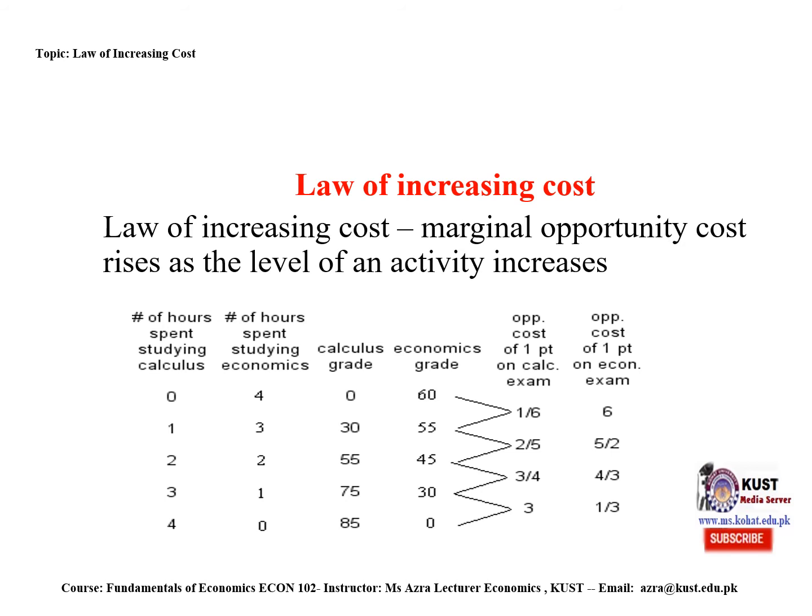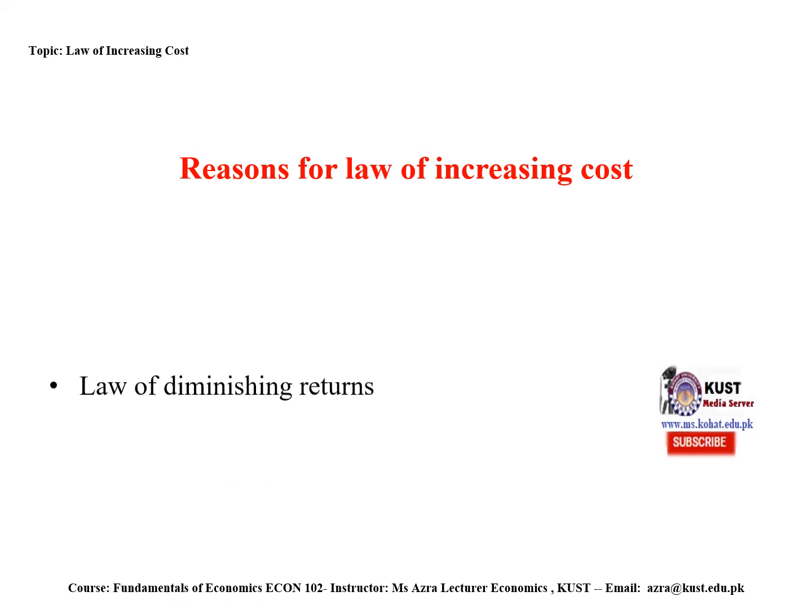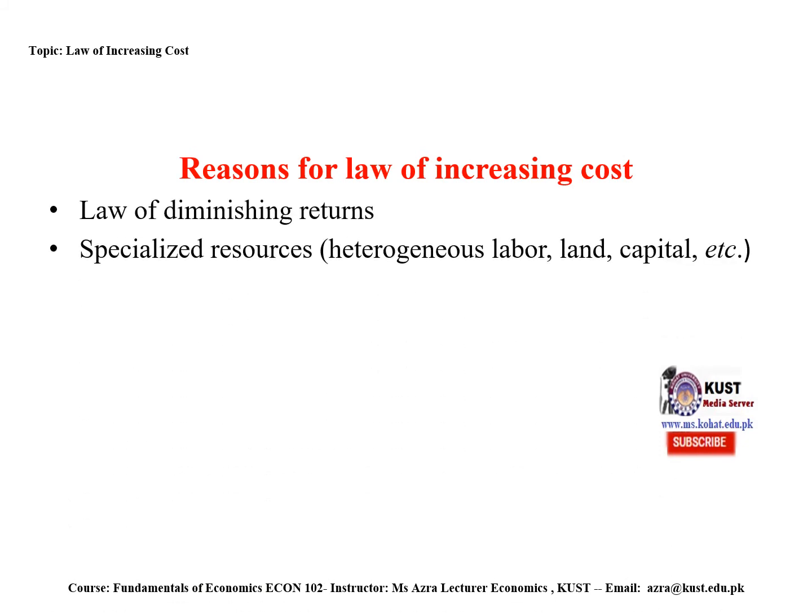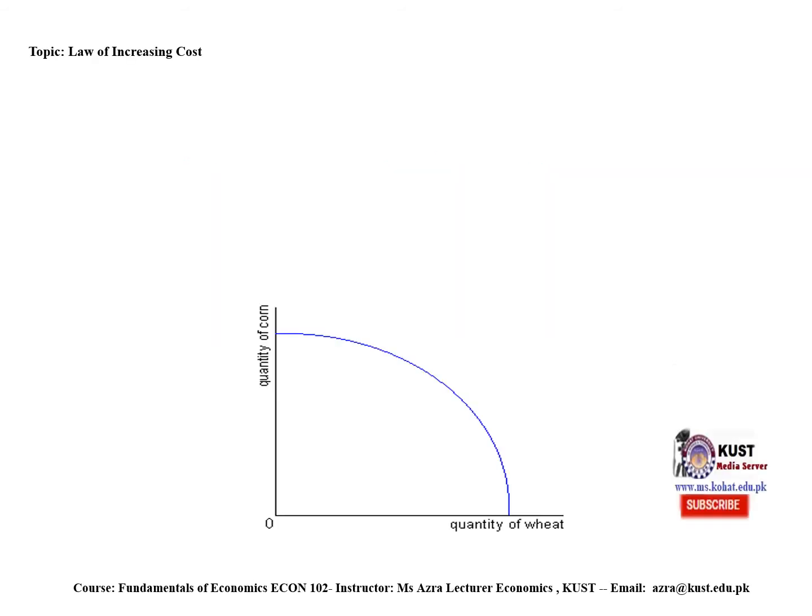What is the law of increasing cost? How can the law of increasing cost be explained? It is the marginal opportunity cost which rises as the level of activity increases. Behind the law of increasing cost, how will we explain that increasing cost? The law of diminishing returns, specialized resources, heterogeneous labor, land, capital, etc., which are factors of production.